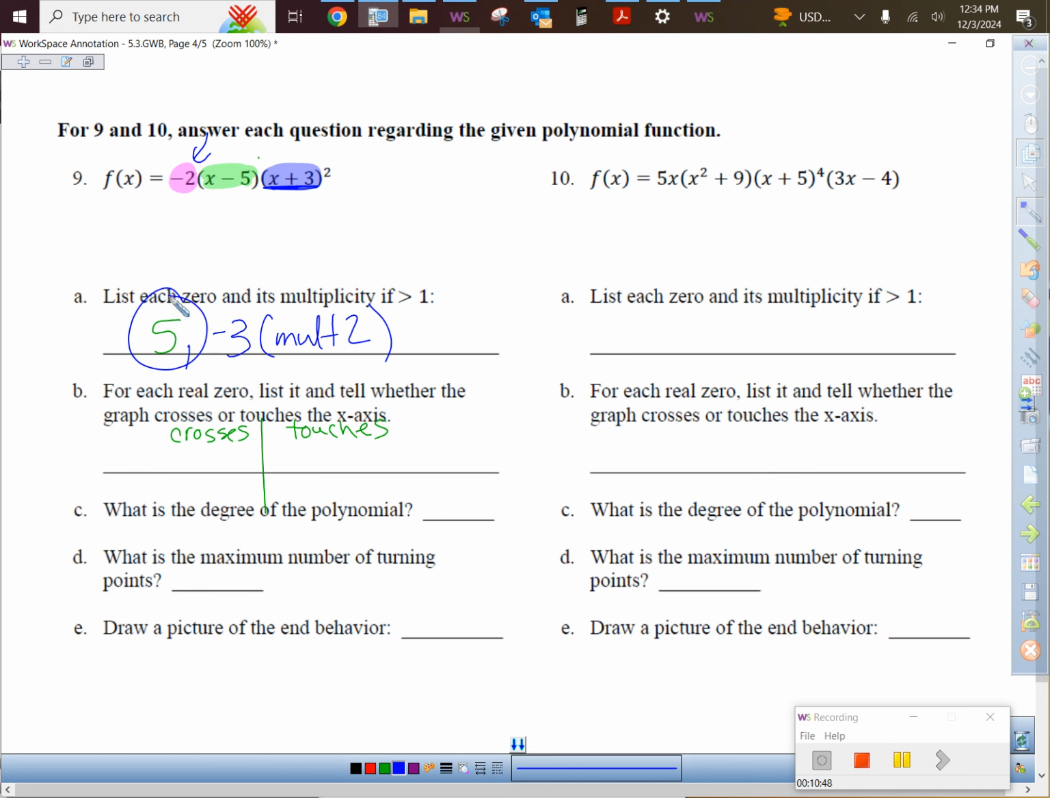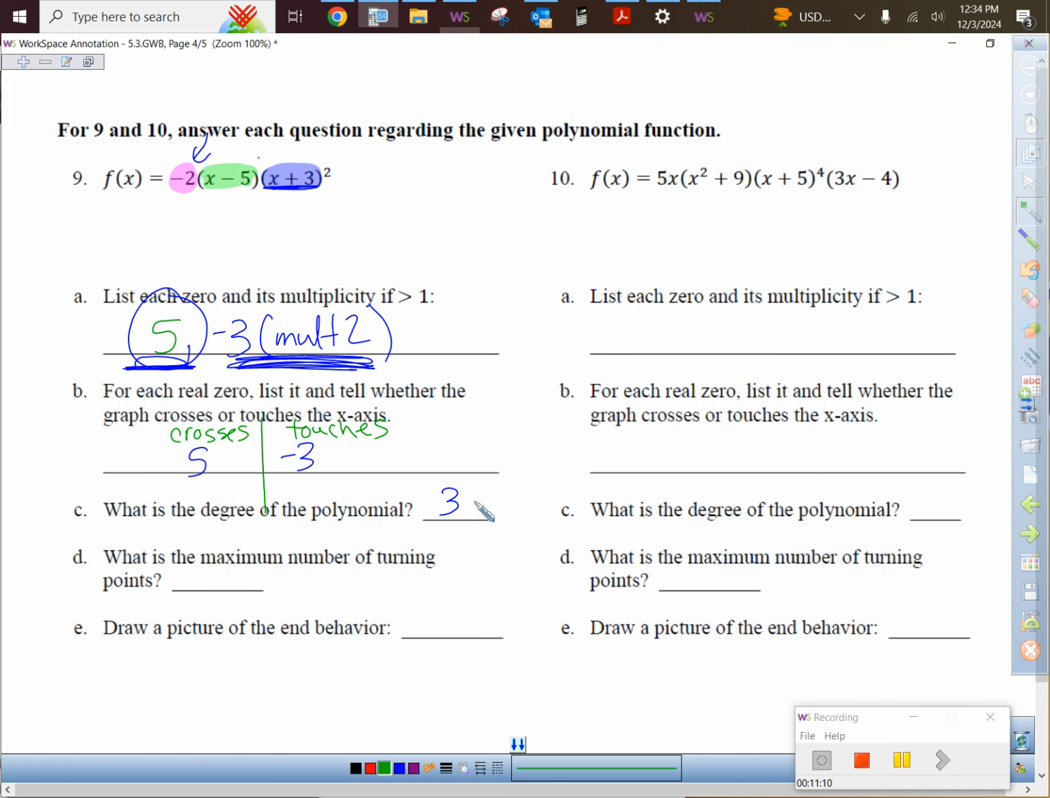So 5 only has multiplicity of 1, so it is odd, so that crosses the x-axis, and -3 has even multiplicity, so it will touch the x-axis. What is the degree of that polynomial? You just add up all your zeros. There are 2 zeros right here and 1 more 0 right here, so that's got degree of 3 in that case. What is the maximum number of turning points? It's like the exact opposite of what we did before.